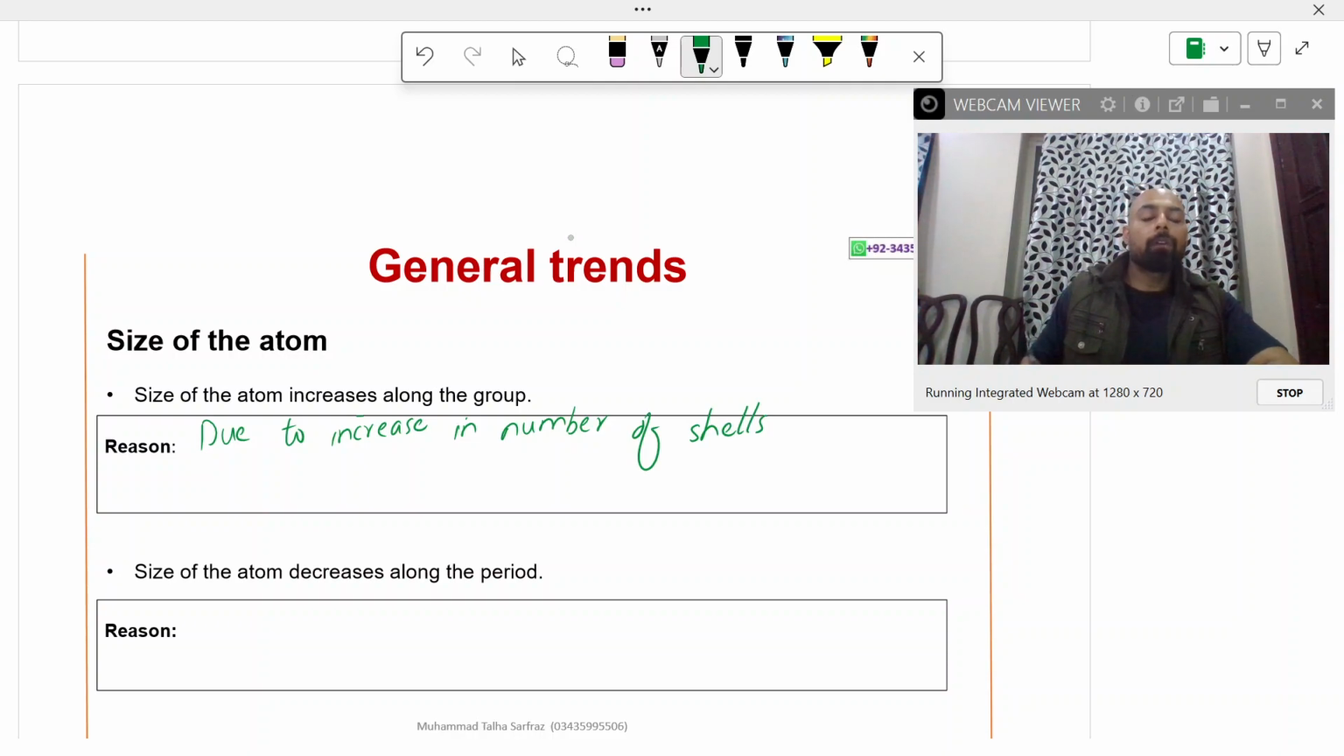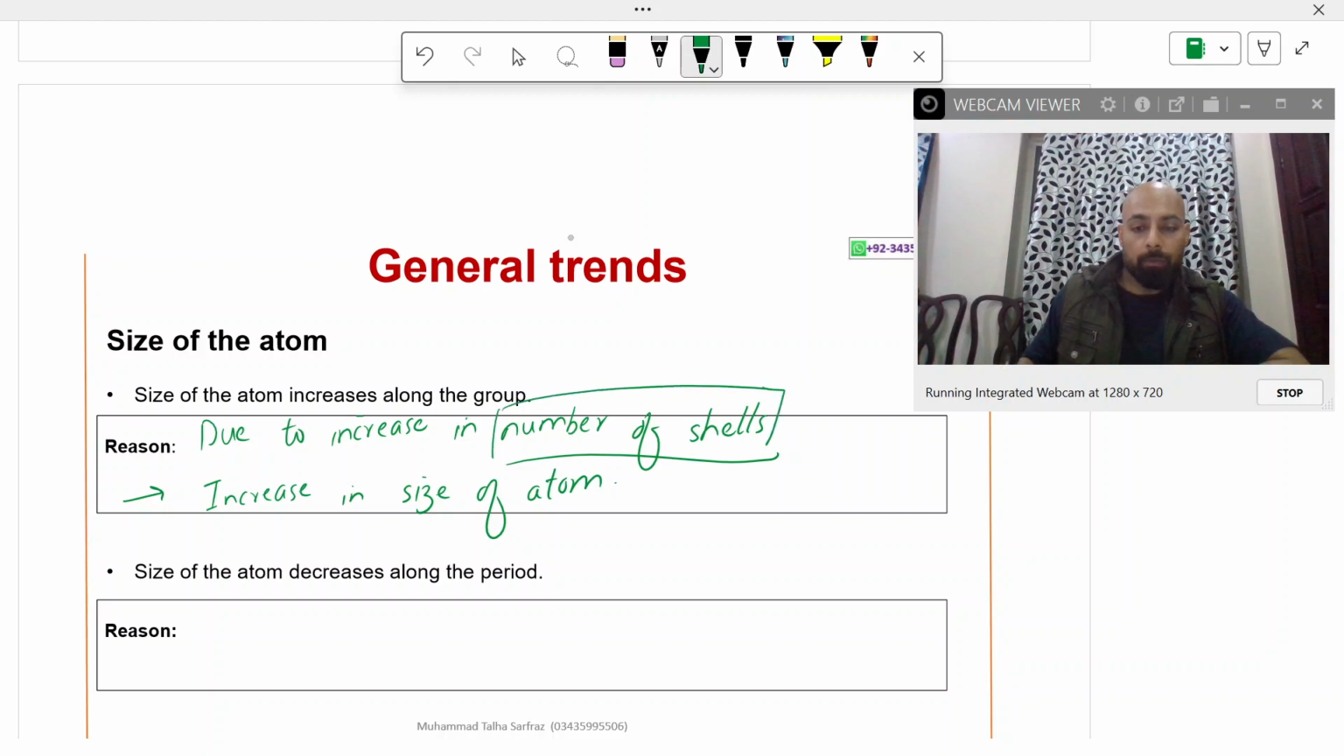ठीक है, on going down the group, number of shells increase, which causes increase in size of atom. ठीक है, गोइंग डाउन द ग्रुप क्या बढ़ता है? नंबर ऑफ शेल्स इंक्रीज हो जाते हैं. ठीक है, क्योंकि प्रोटॉन नंबर भी बढ़ता जाता है, तो ज़्यादा शेल्स चाहिए इन ऑर्डर टू एकोमोडेट ऑल दी इलेक्ट्रॉन्स. ठीक है, एंड व्हाट हैपन्स टू द साइज ऑफ द एटम? इट डिक्रीजेज अलोंग द पीरियड.